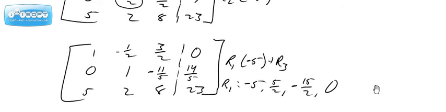Next step is to get this element to become a 1. And you can do that by doing row 2 times negative 2/5. So what you get after that, the first row is going to stay the same. The second row is going to become 0, 1, negative 11/5, then 14/5. And the third row stays the same. So the next step, you're done with the second row. So the next step is to get this element to become a 0 as well.